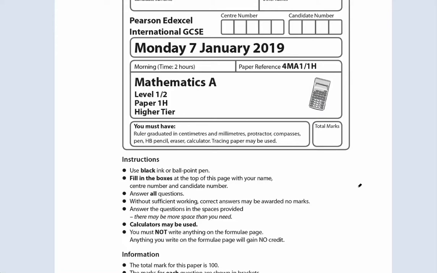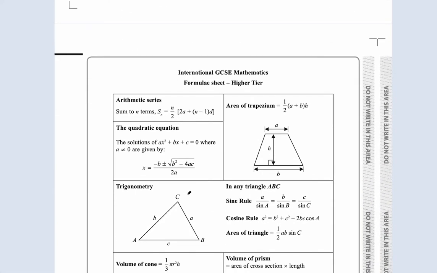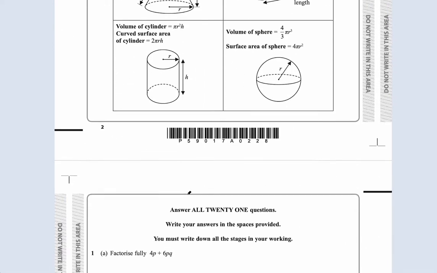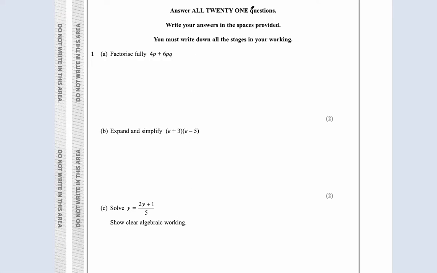Guys, okay, we are going to do January 2019. This is paper 1H. So the front page is the same, formula sheet is the same, and question 1. 21 questions. Write your answers in spaces, show all your working.